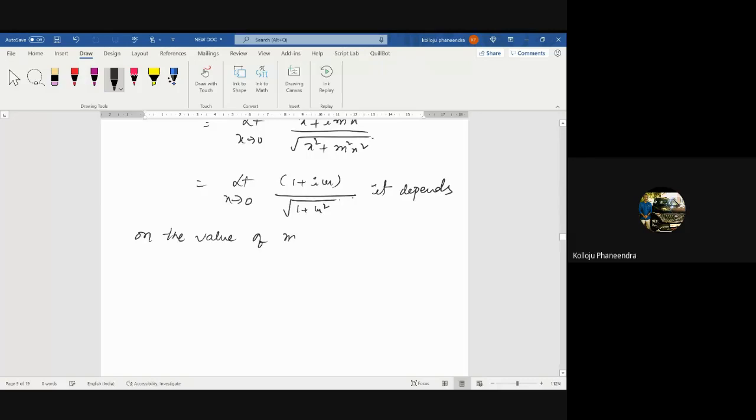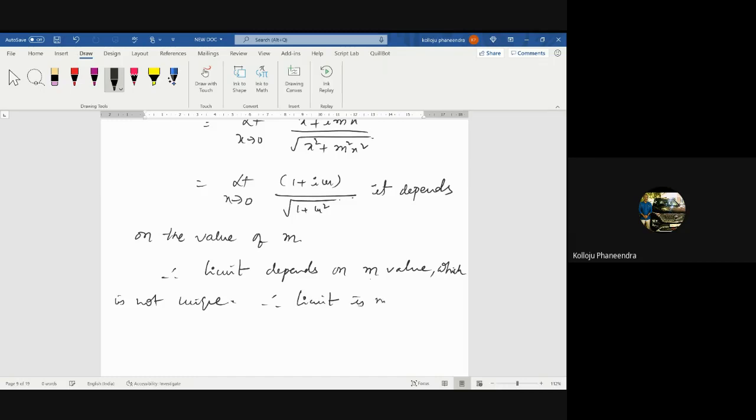On the value of m. Therefore, the limit depends on the m value, which is not unique. That is, if I take m equal to 1, the line y equal to x, then I will get one answer. If I take y equal to 2x, then I get 2. If I substitute another value, the limit depends on the m value, which is not unique. Therefore, the limit is not unique.